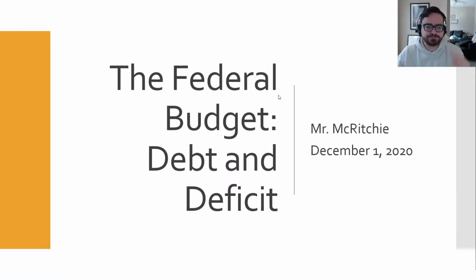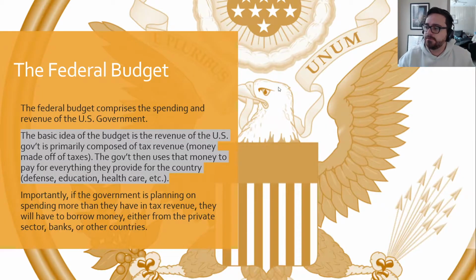So, there we go. The federal budget, debt and deficit, and then crowding out at the very end. So, first things first, the federal budget. When we're talking about the U.S.'s budget, we're talking about the spending and revenue of the U.S. government. So the money that the government spends and the money that the government brings in. And most of the money that the government brings in, you guys are pretty aware of this, comes in the form of taxes.